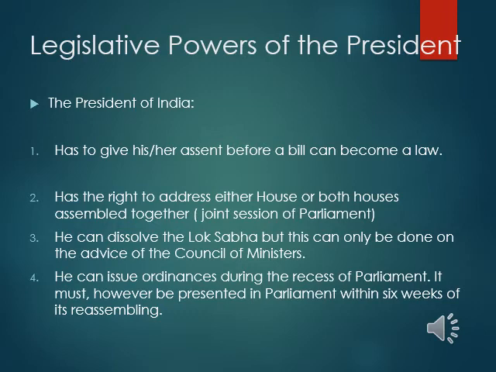He can dissolve the Lok Sabha, but this can only be done on the advice of the Council of Ministers. He can issue ordinances during the recess of Parliament. It means if the session of Parliament is not going on, in case of any emergency, he can enforce a law. But the approval of Parliament is a must. It must, however, be presented in Parliament within 6 weeks of its reassembly.